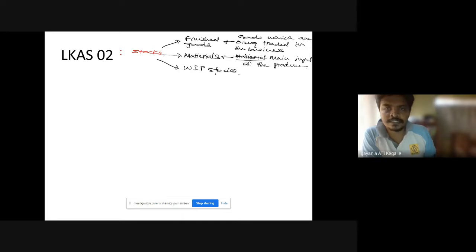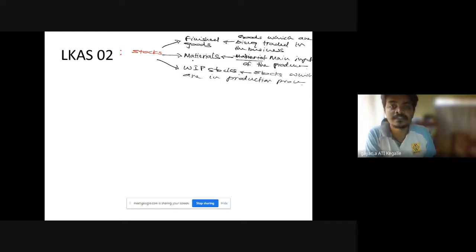Then last one is WIP or otherwise working progress stocks. This one we can identify as stocks which are in production process. Still these stocks has not converted to finished goods. They are converting. They are in the process.